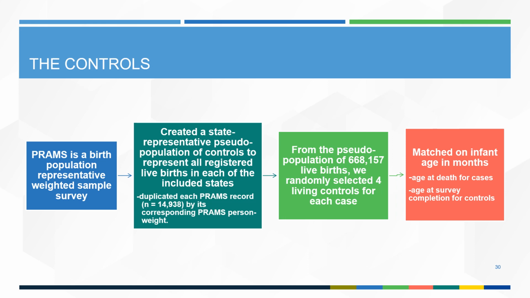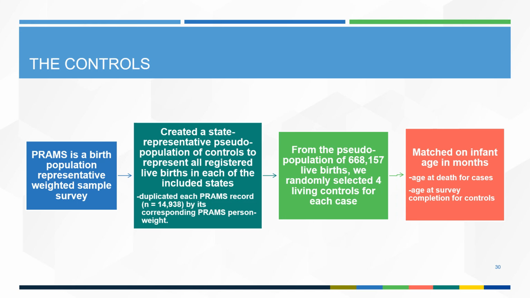So by using PRAMS, we had a representative sample of live births. The live births were the at-risk population for SUID. In this case control study, it's important for the controls to be sampled in a way that is independent of the exposure, meaning that the selection should not be more or less likely if they have the exposure of interest.